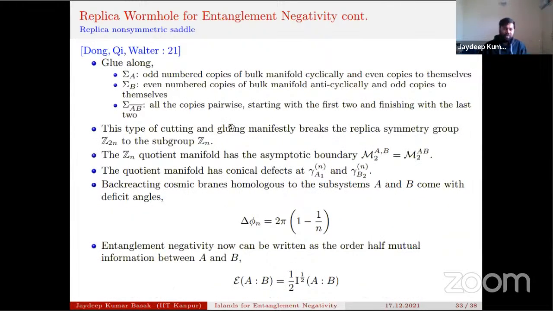Now, in the same way for sigma B, we try to glue the even number of copies of the bulk manifold anticyclically and the odd copies to themselves.